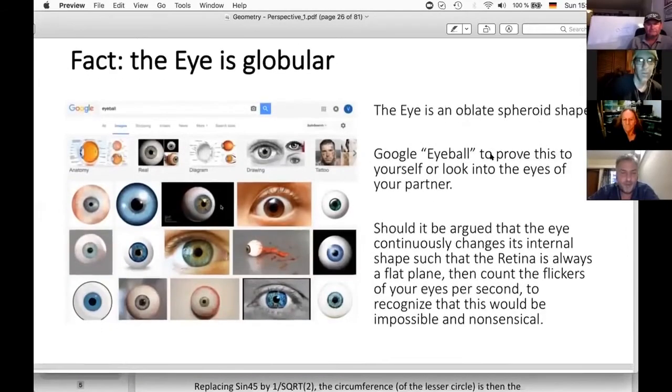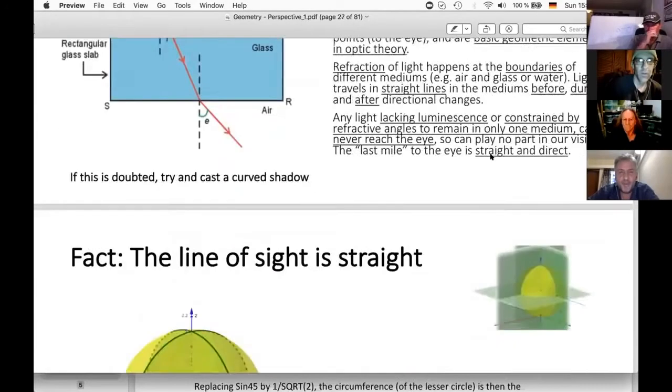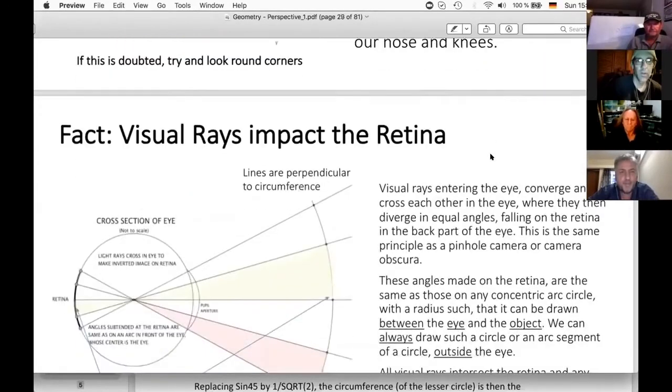So I've talked about this before. The eye is very obviously globular. A few of these things are now in that document, so I'm kind of skipping forward a little bit.